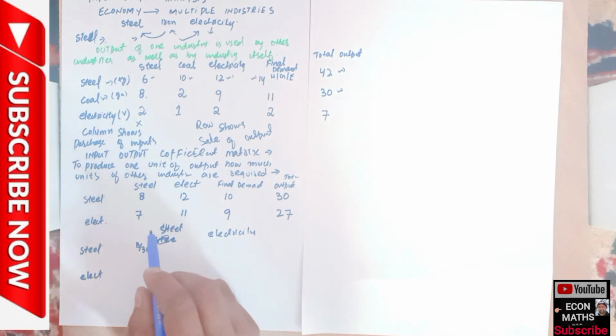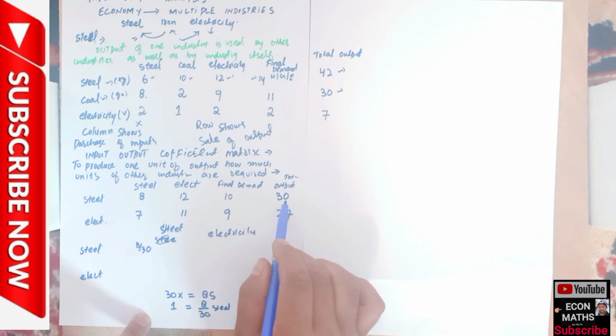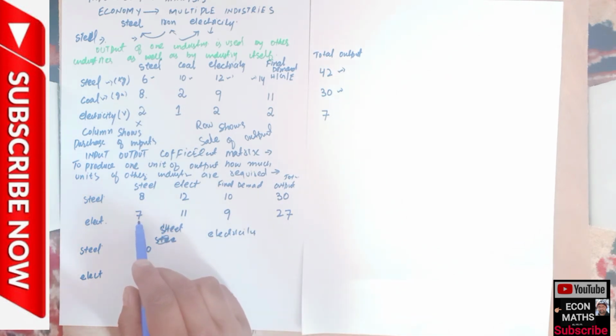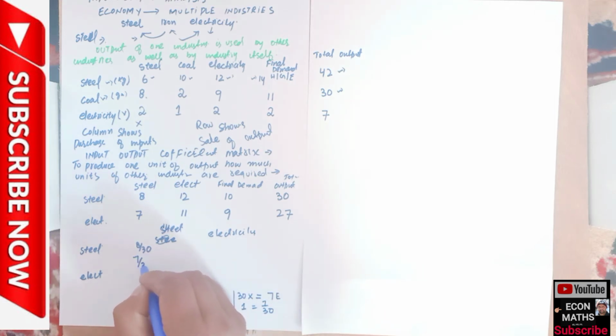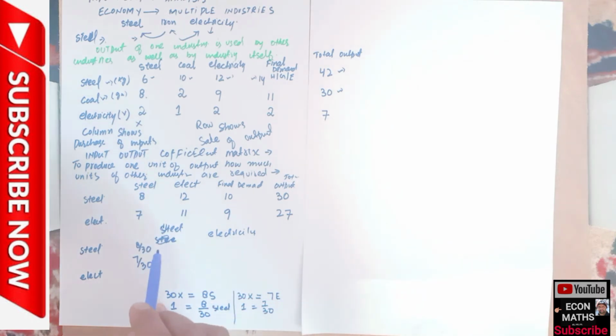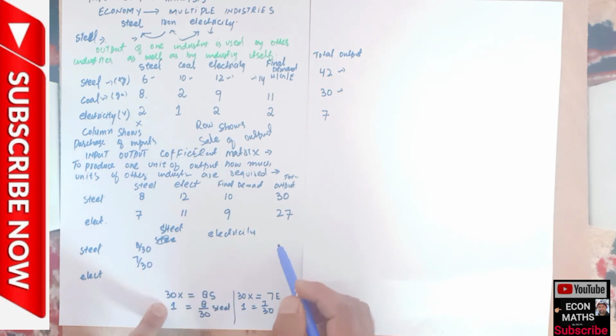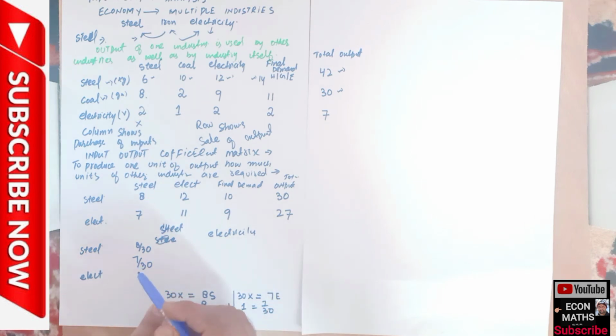Similarly, to produce 30 units of output, we require 7 units of electricity. Then to produce 1 unit worth of output, we require 7 divided by 30 units of electricity. So here this will become 7 divided by 30. Remember, here we are taking the per unit worth of output. Or we can say it is the proportion of steel required for 1 unit of output and of electricity required for 1 unit worth of output.